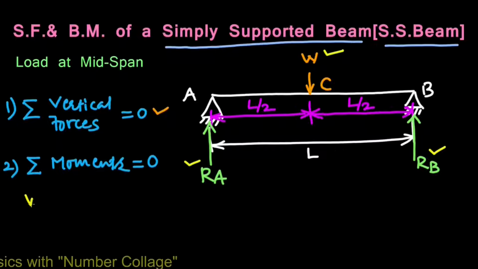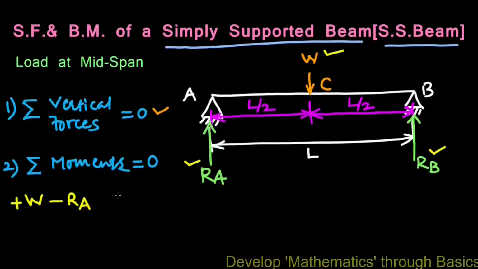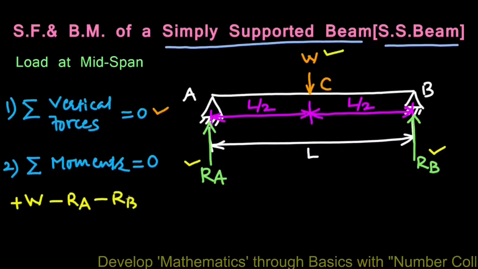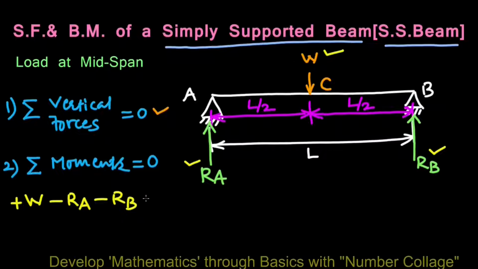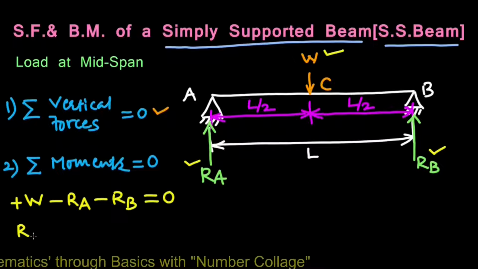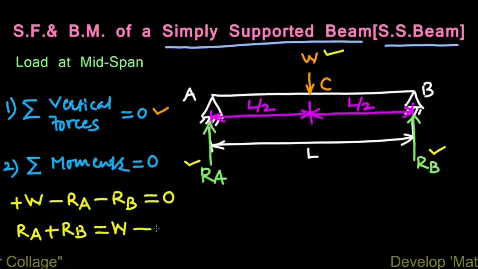So we write W, which is acting vertically downwards, so therefore it is plus, minus RA, which is acting vertically upwards, so minus, minus RB, which is acting vertically upwards, so minus, is equal to 0. So that gives us RA plus RB equals W. Let us name this equation as 1.